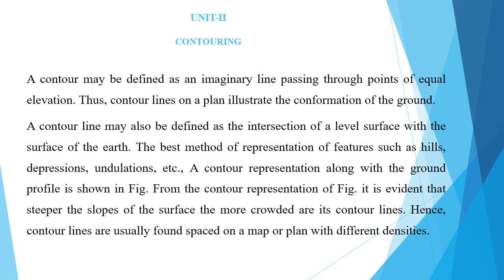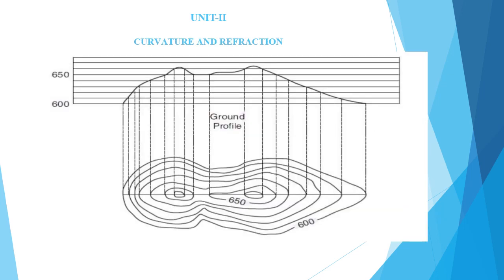From the contour representation, it is evident that the steeper the slope of the surface, the more crowded are its contour lines. Hence, contour lines are usually found spaced on a map or plan with different densities. This is the curvature and refraction of the ground profile.